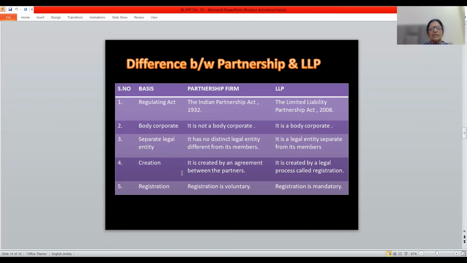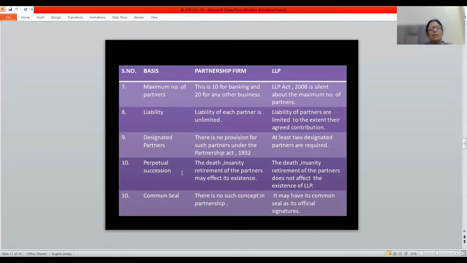Registration is not compulsory, or it is voluntary, in case of partnership, but it is mandatory or compulsory in case of LLP. Maximum number of partners: it is 10 for banking, it is 20 for any other business, but in LLP there is no limit. That is, the LLP Act 2008 is silent about the maximum number of partners.